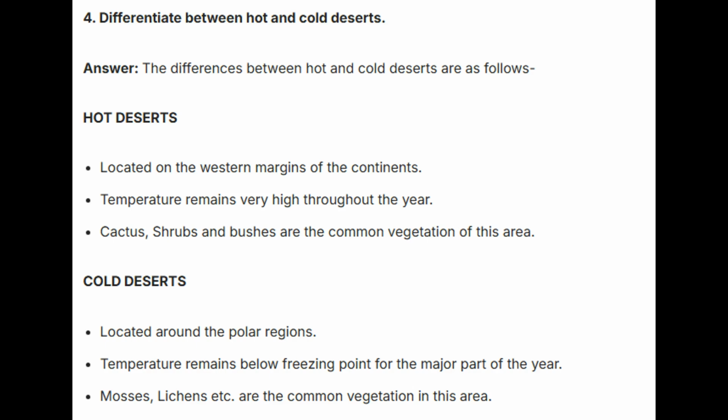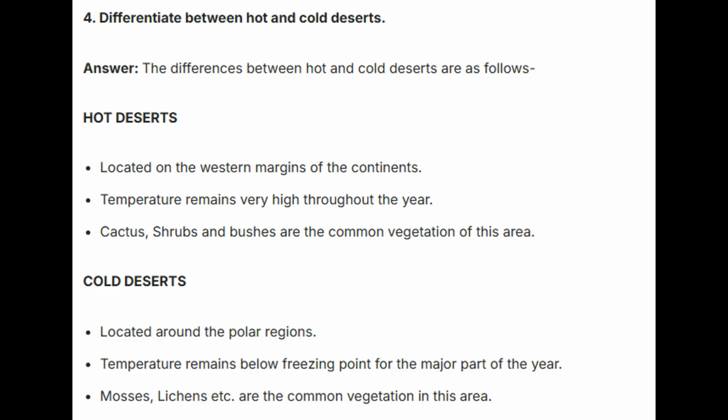Fourth, differentiate between hot and cold deserts. Answer, the differences between hot and cold desert are as follows. Hot deserts, first, are located on the western margins of the continents. Second, temperature remains very high throughout the year. Third, cactus, shrubs and bushes are the common vegetation of this area.